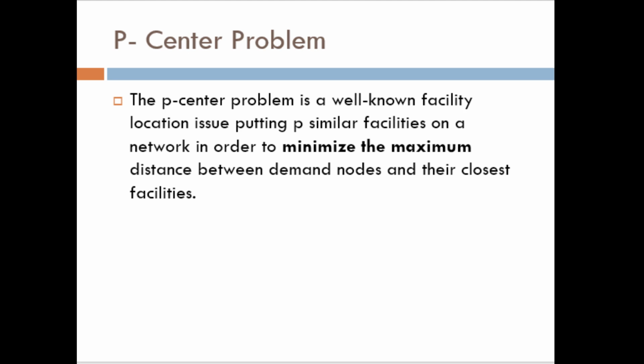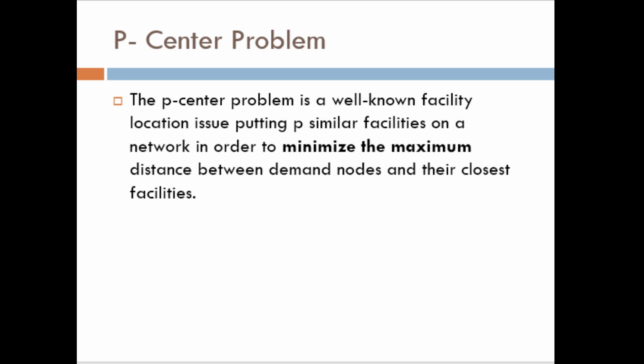As in the other covering problems, we have a set of demand nodes I which are covered by a set of facility locations J. A demand node is covered by a facility if the distance between the demand node and the facility is less than the coverage distance. For the P-center problem, we have P facilities and we are trying to locate them to minimize the maximum coverage distance needed to cover all the demand nodes.